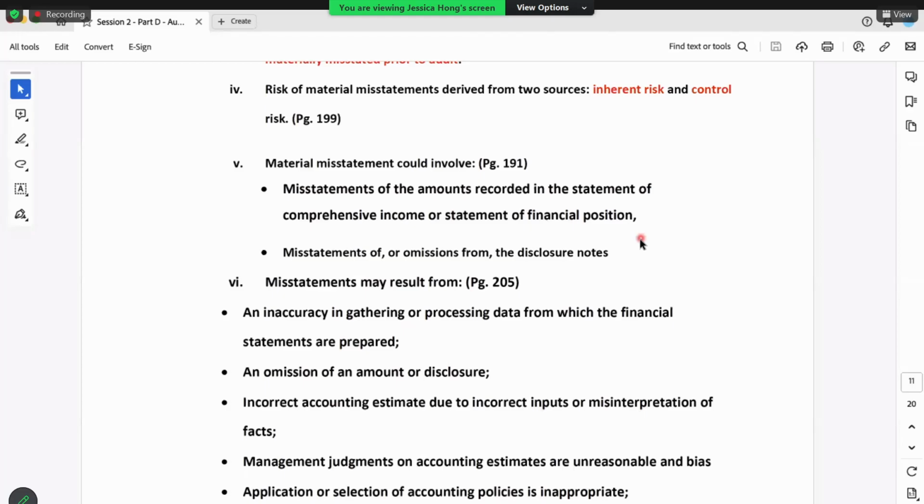Intangible assets is quite popular. Classes of transactions in the income statement, revenue is popular. Inventory has also been tested before. They also test on payables. All right, omission of liabilities is a very popular question. They also test on that.